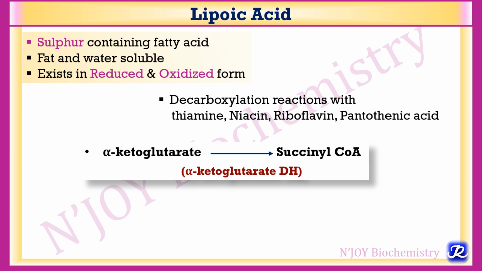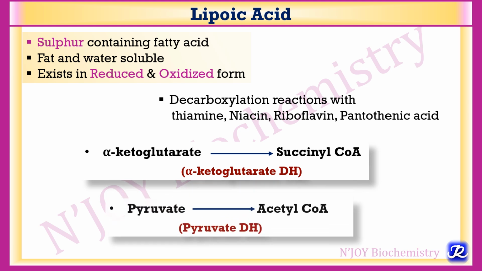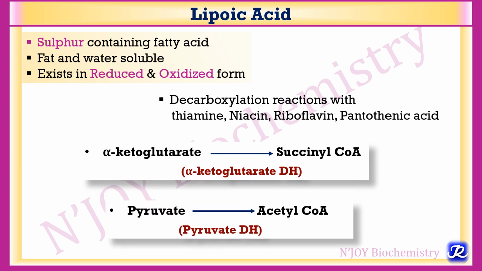It occurs with the help of the enzyme complex alpha-ketoglutarate dehydrogenase, and lipoic acid is one of the coenzymes of this alpha-ketoglutarate dehydrogenase. The other reaction is acetyl-CoA formation from pyruvate. This is catalyzed by pyruvate dehydrogenase complex, and this complex also requires lipoic acid.